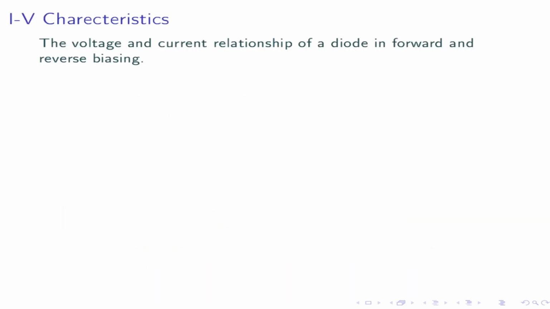The voltage and current relationship of a diode in forward and reverse bias is known as the current-voltage characteristics, or IV characteristics. Here the PN junction diode is connected in such a way that the positive of the cell is connected to the P side and the negative is connected to the N side. So the diode is forward biased. A milliammeter is used to measure current and a voltmeter is used to measure voltage.